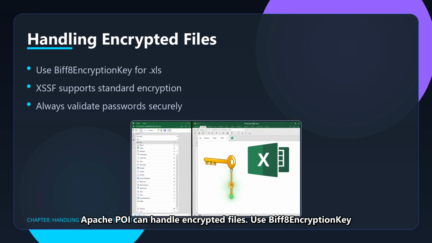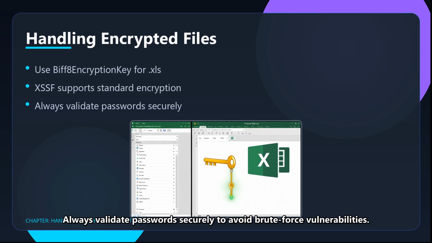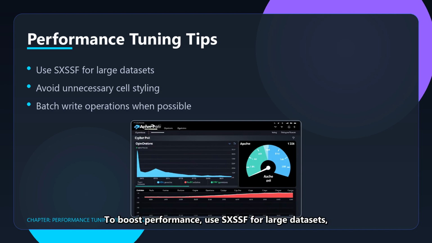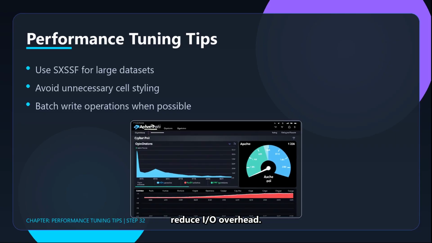Apache POI can handle encrypted files. Use BIFF8 encryption for .xls and built-in support for .xlsx. Always validate passwords securely to avoid brute force vulnerabilities. To boost performance, use SXSSF for large datasets, minimize cell styling, and batch write operations to reduce I/O overhead.